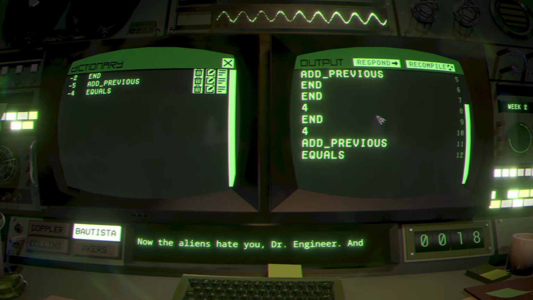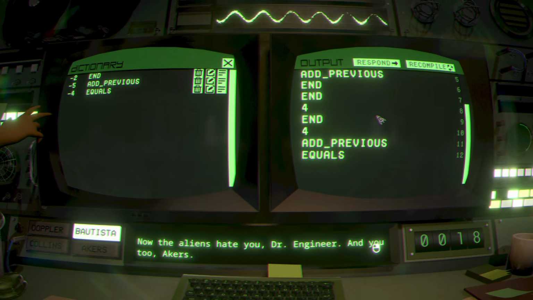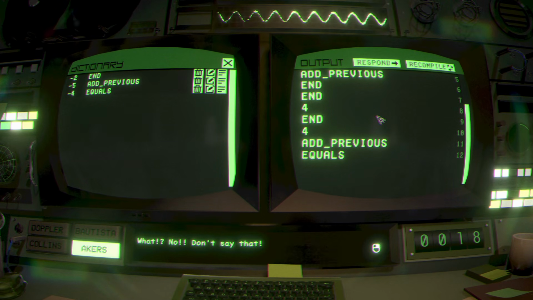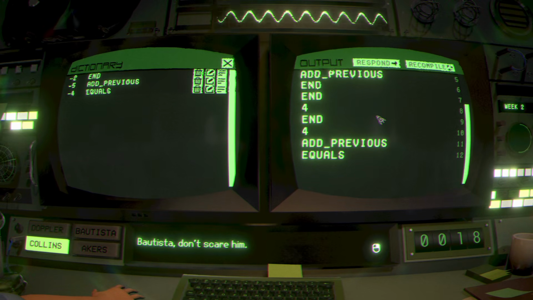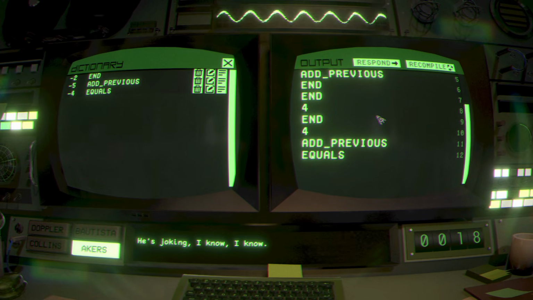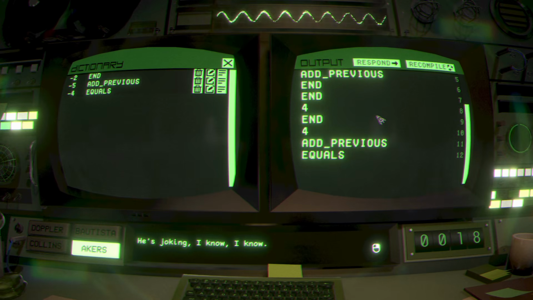Now the aliens hate you, Dr. Engineer. And you too, Acres. Ha, shoot, man. What? No, don't say that. I don't want to be abducted. Bautista, don't scare him. He's joking, I know.